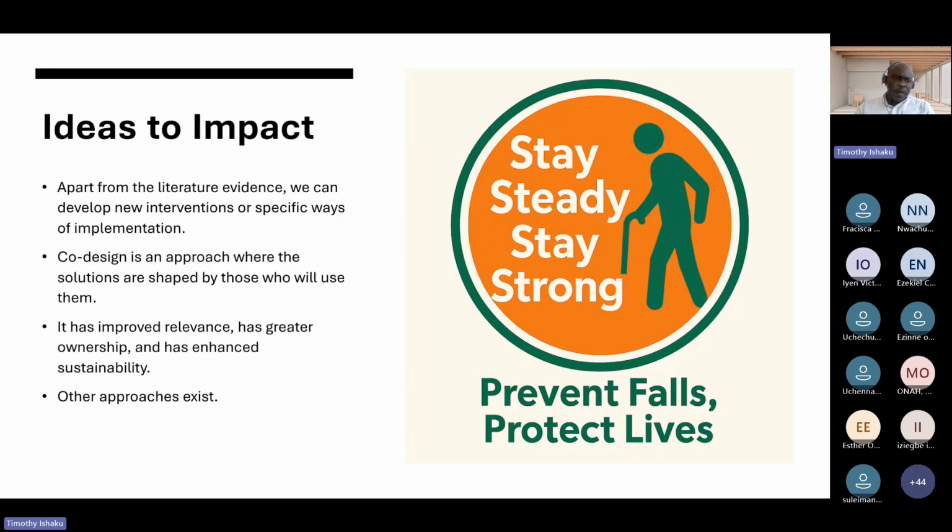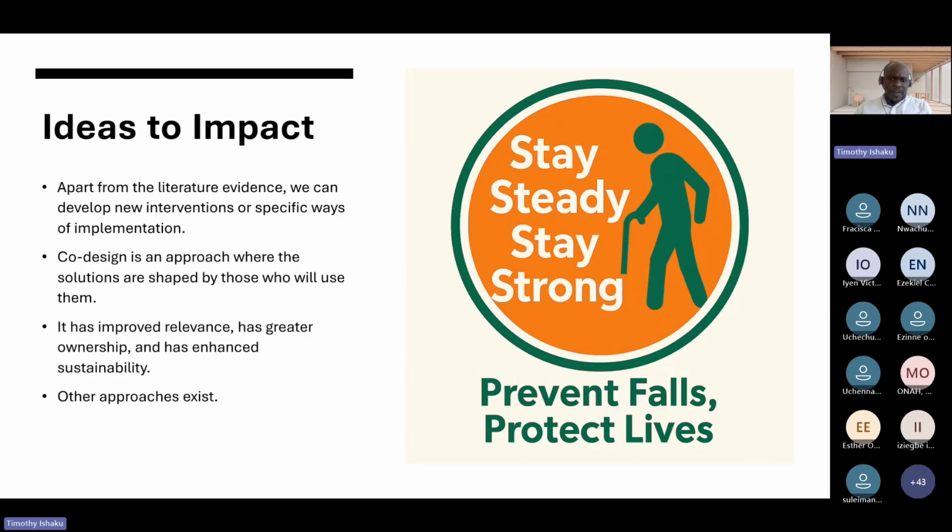Co-design principles, where the solutions are shaped by those who will use them. There is a popular saying, you have to involve us. Basically, for them to take ownership, you have to involve the people that you are doing the activity for. The importance is it increases the relevance and greater ownership and enhanced sustainability.